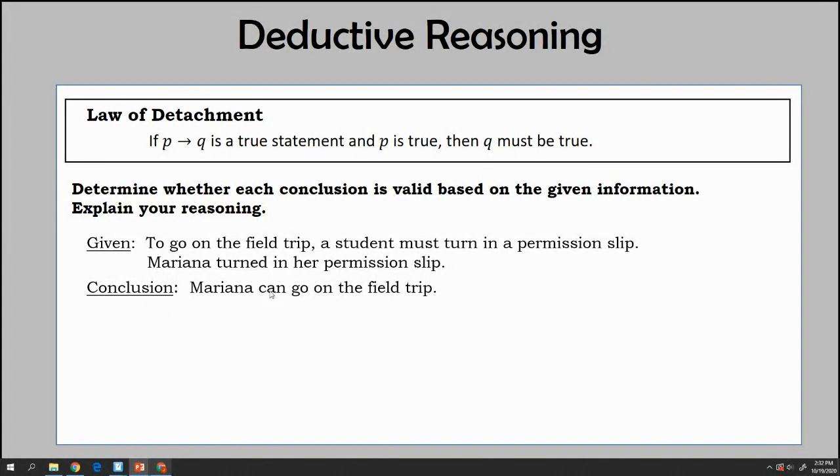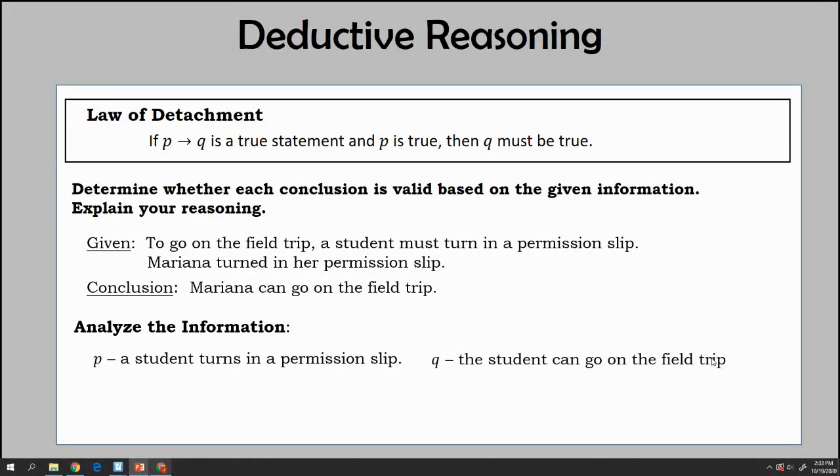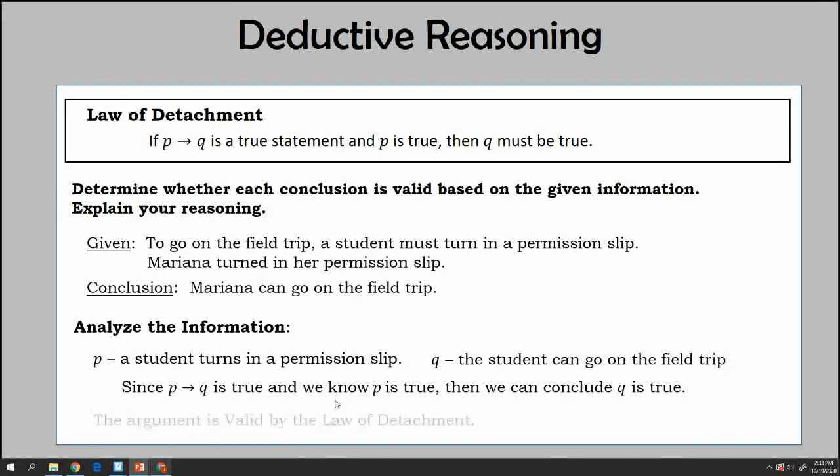The conclusion: Maria goes on a field trip. So the question is, is this first statement if P then Q, and P is true? P is the student turns in a permission slip and Q is the student can go on a field trip. Since a student turns in a permission slip, then they can go on the field trip. And we know Maria turned in her permission slip, then we can conclude that Maria can go on a field trip. That's by the law of detachment.